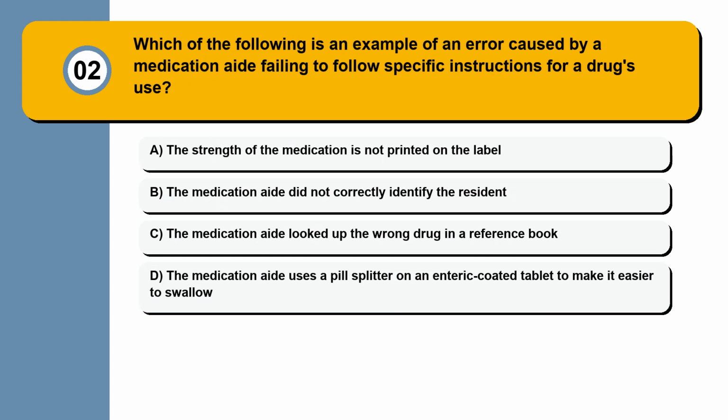Question 2. Which of the following is an example of an error caused by a medication aide failing to follow specific instructions for a drug's use? The strength of the medication is not printed on the label. The medication aide did not correctly identify the resident. The medication aide looked up the wrong drug in a reference book. The medication aide uses a pill splitter on an enteric-coated tablet to make it easier to swallow.